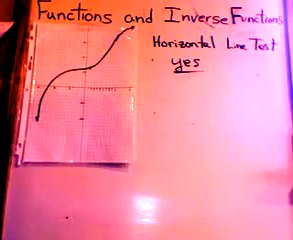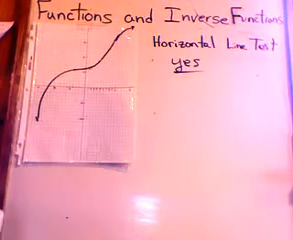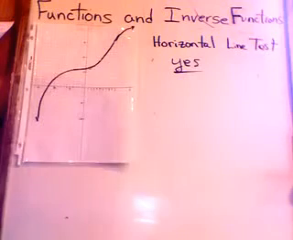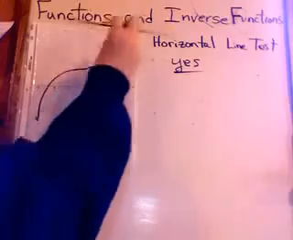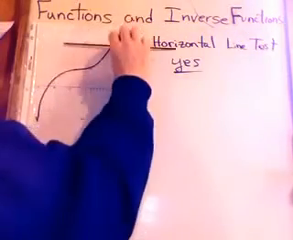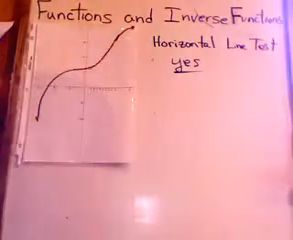Once a function has an inverse, then you can find the inverse of the function. So the horizontal line test is a quick, easy way to test a function to see if it does have an inverse. It has to pass the test. That means no matter where I put the horizontal line, it only hits it once.